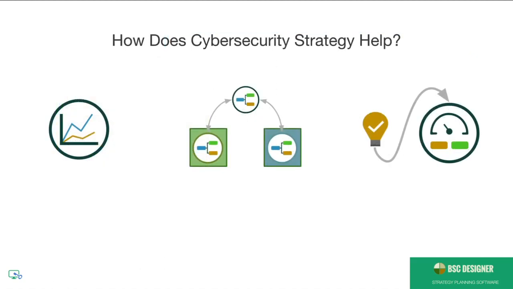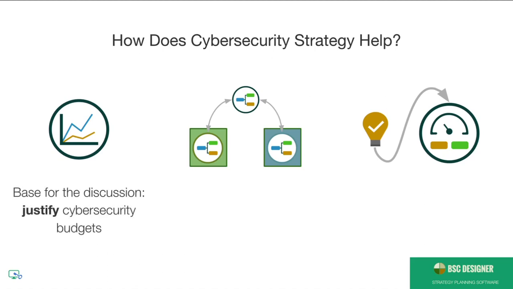Let's start with a general question. Why do we need a cybersecurity strategy? A formal strategy is a good base for further discussions. For example, when all the risks and risk mitigation strategies are visualized on a single strategy map, it is easier to justify budgets for cybersecurity initiatives.